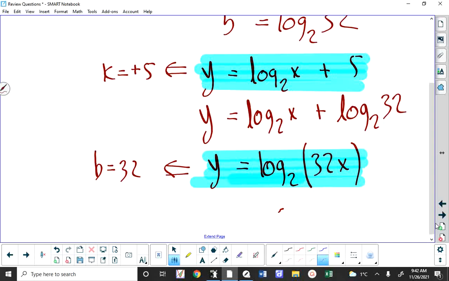I think if you were given this first, it's easier to change it into log base 2 of x plus 5, because you would change it into log base 2 of x plus log base 2 of 32. You would say that's 5. So a horizontal stretch by 1/32nd as a factor is the same as a shift upwards of 5 units.